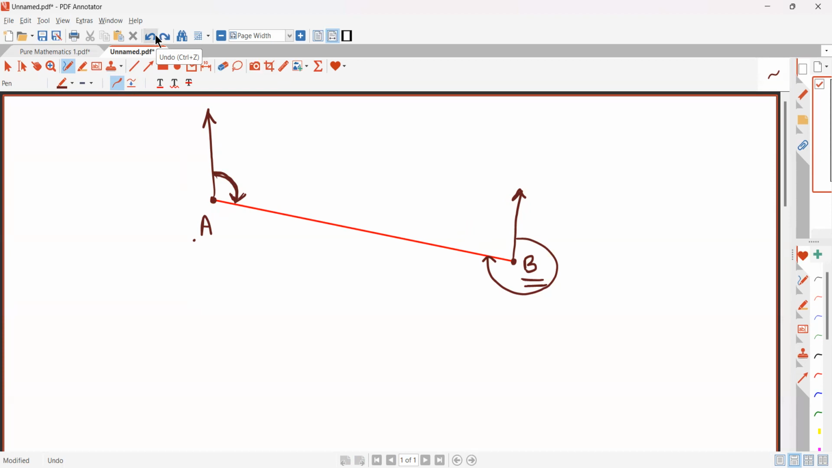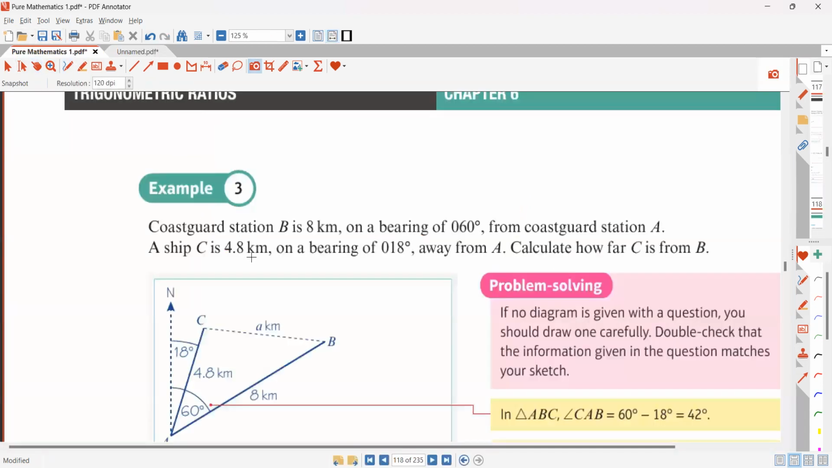Bearing is measured clockwise from north, until you touch the line for A. Understood? So now here they have given you a question.